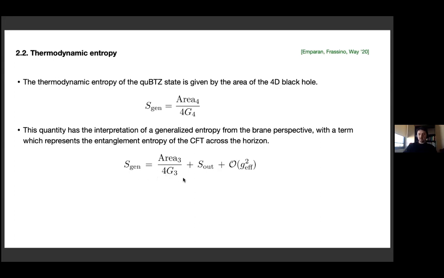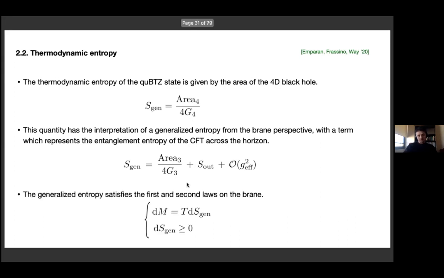So from the brane perspective, the previous definition, which was just classical in the 4D bulk, admits the interpretation of a generalized entropy in the 3D brane description. So this generalized entropy satisfies the laws of thermodynamics. This was shown in this paper from the point of view of the brane perspective.